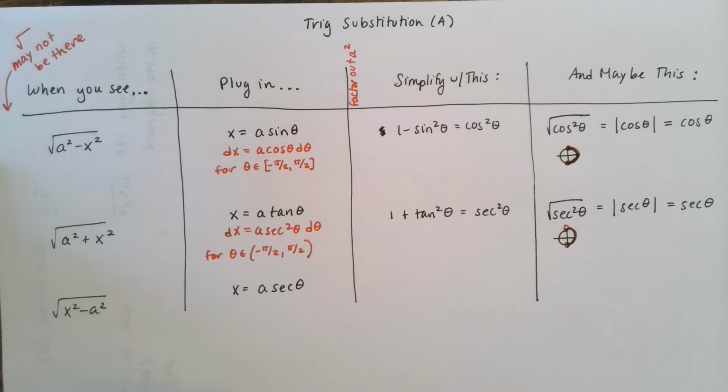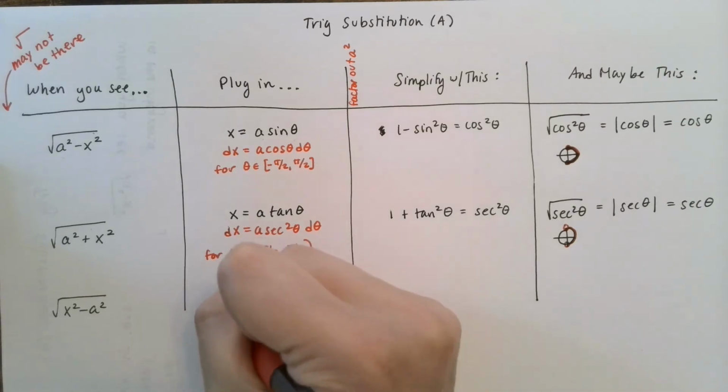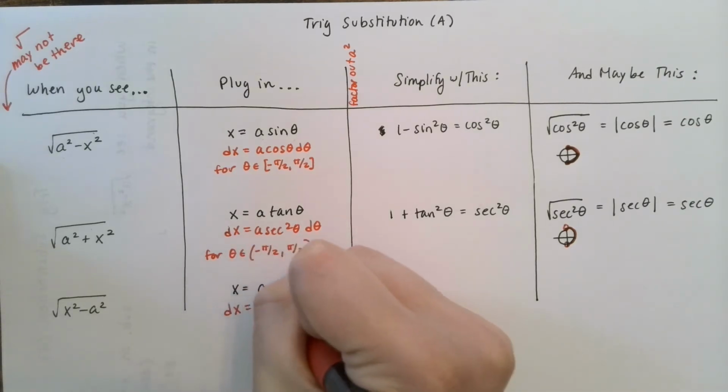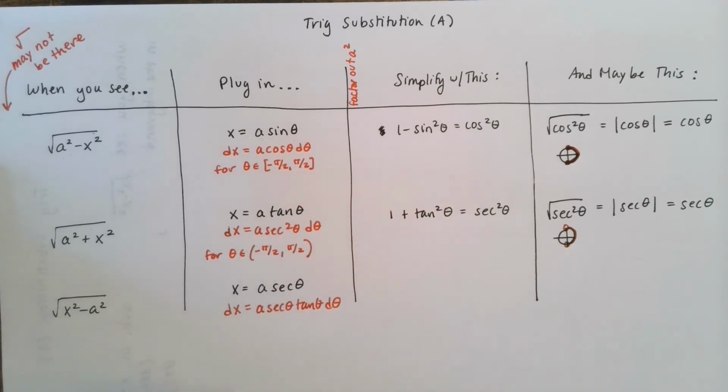All right, so the very last one is kind of the messiest, but we'll make some assumptions to keep it cleaner. So the last one is root of x squared minus a squared. Again, that root may not be there, but that's fine. The substitution you'll make is x equals square root of this number times secant theta. That would make your dx a secant tangent, because that's the derivative of secant.